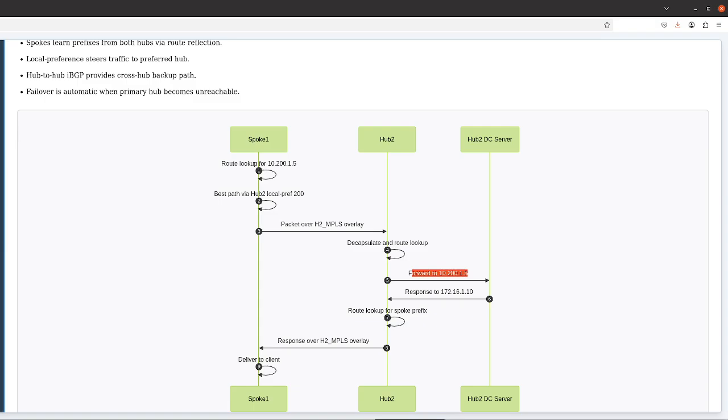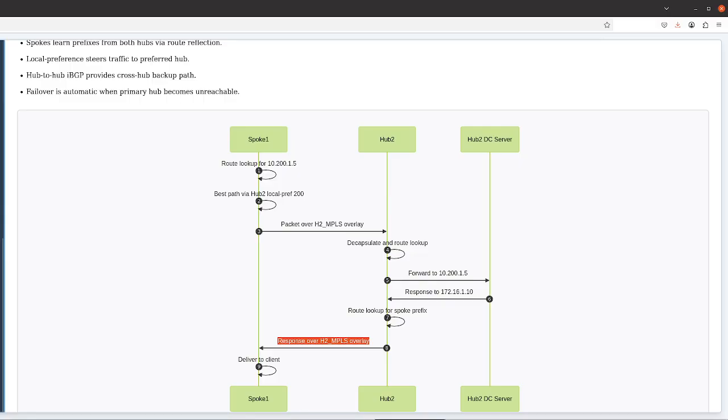The response packet destined back to Spoke 1's LAN subnet arrives at Hub 2. Hub 2 looks up the destination 172.16.1.0/24 and finds that it learned this prefix via BGP from Spoke 1 over overlay tunnels. Hub 2 forwards the response packet into the overlay tunnel back towards Spoke 1.